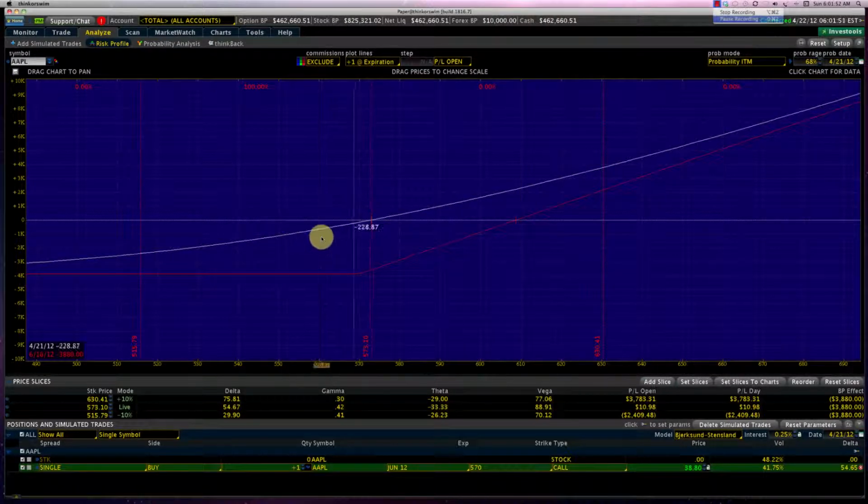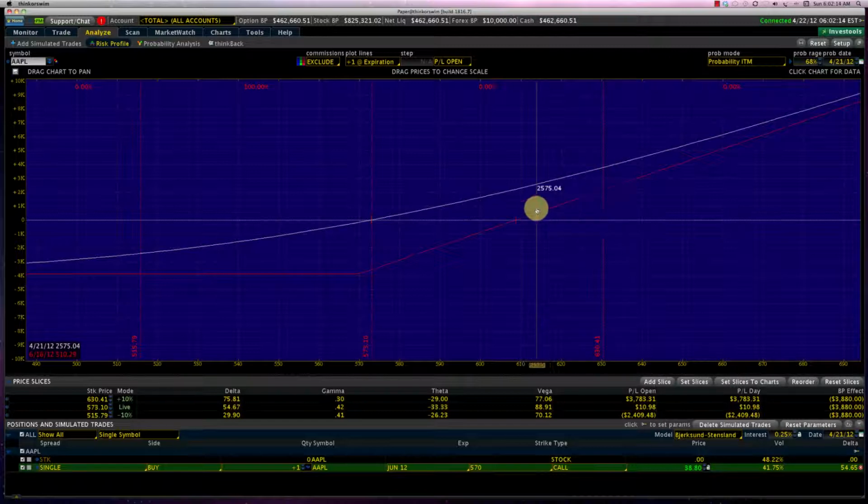Let me now explain the white line. Let's say we got into this option today. So we bought this one call option at the strike price of 570. The red line is good because it tells us where the option position will be on the day of expiry.